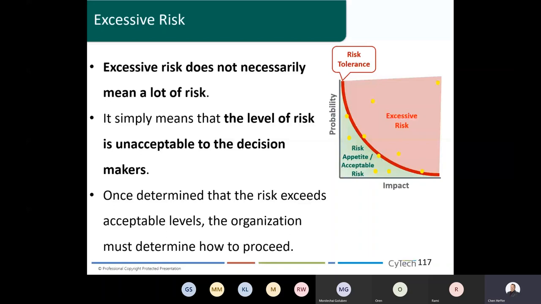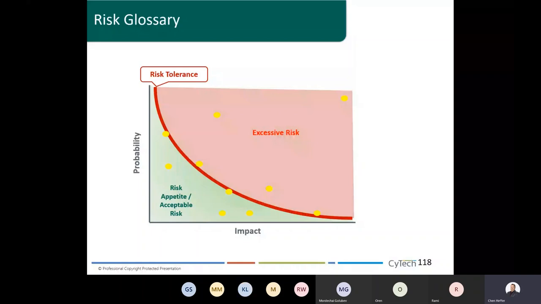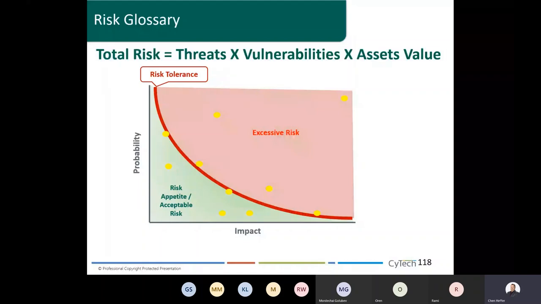But all these risks will eventually have some sort of plan on how to address them, and again, this is a management decision. If we look at the risk glossary, at all the risks that we have in the organization, some of them will be under the risk appetite and some of them will be excessive risks. If we decide to handle a risk, we take into consideration all the variables related to that risk. If you go back to the risk formula, R equals I times P. Here it's quite the opposite, but it's the same equation: R equals threat times vulnerabilities, which is the probability itself, times the asset value. The asset value is practically the impact, and the impact can be quantitative or qualitative.